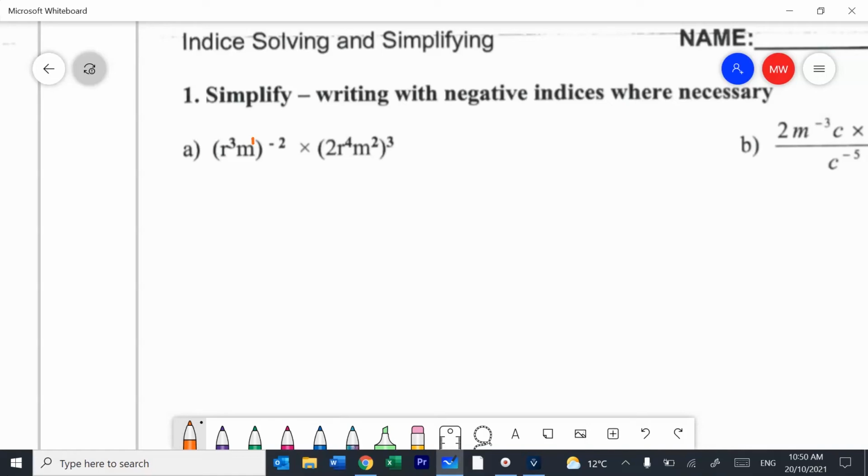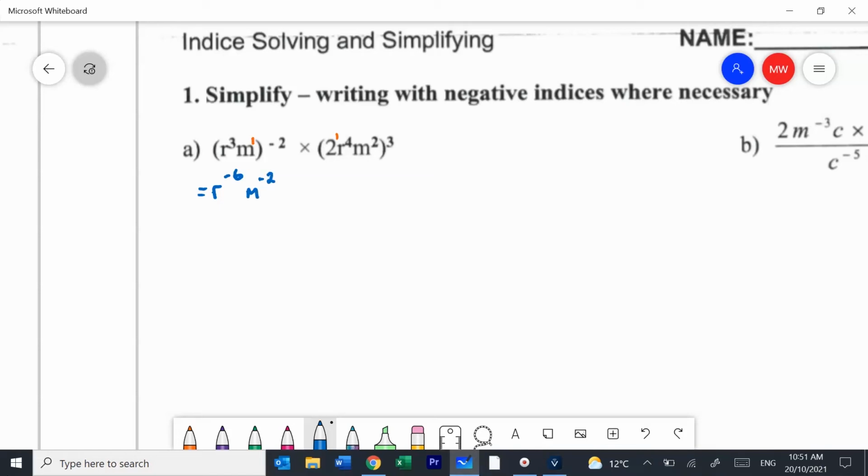And I should mention as well that there's a little 1 here above the 2. Often people forget about that and they don't end up applying the indice to the number, and it's really important that you do that. So now what we've got is r to the 3 times minus 2, so it becomes r to the -6. Then you've got m to the 1 times minus 2, so it becomes m to the -2.